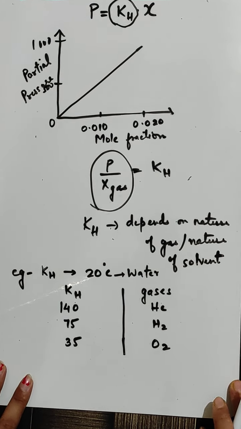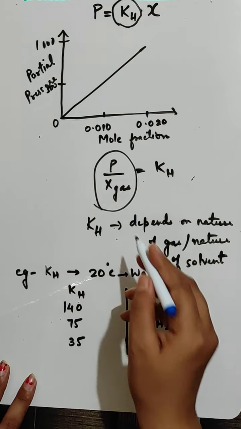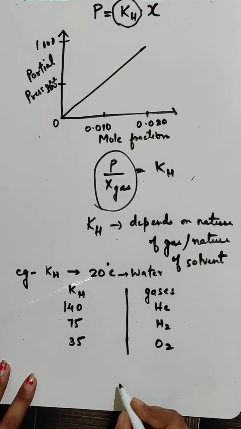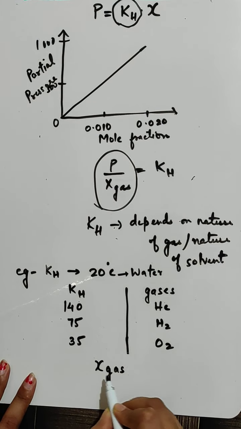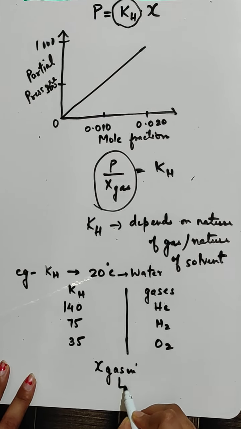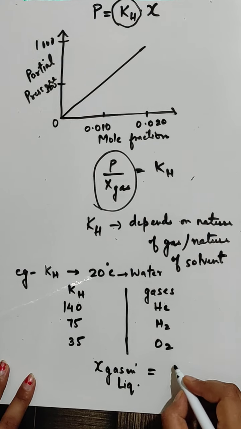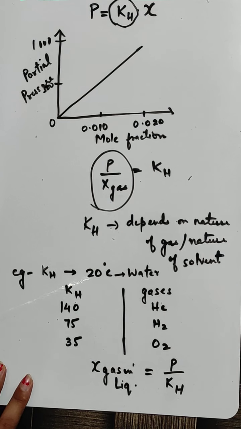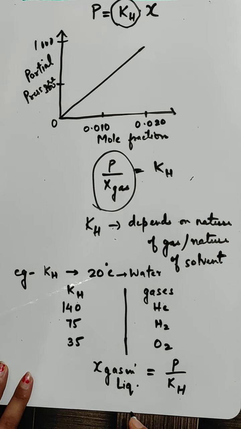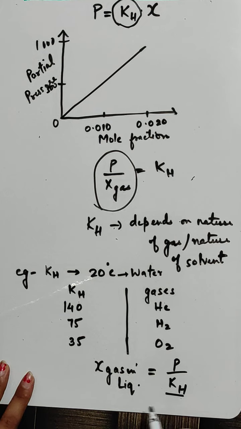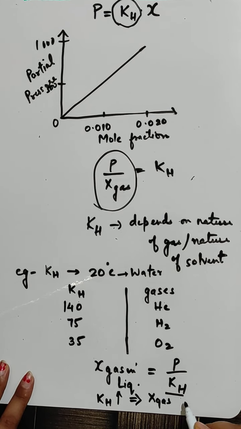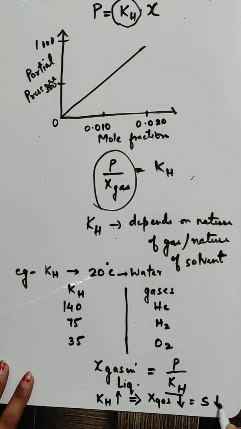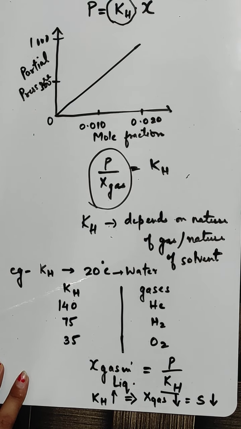Okay, so now we have seen this relation, and we can write it like this also. The mole fraction of gas in liquid is equal to P by KH. Now just see here that if the value of KH is greater, the mole fraction of gas also decreases and the solubility also decreases. Fine.